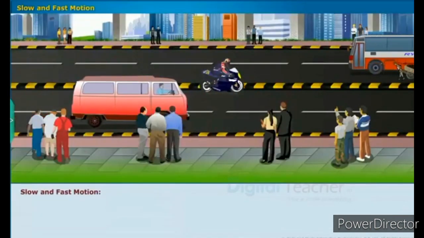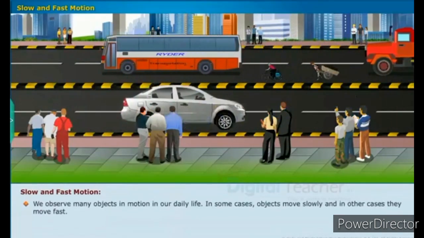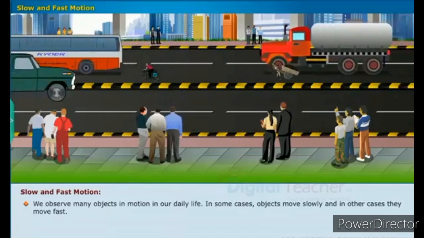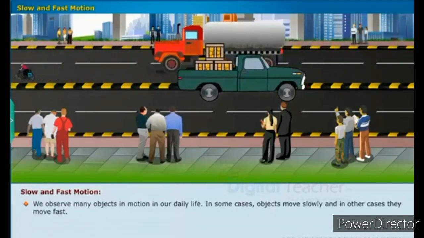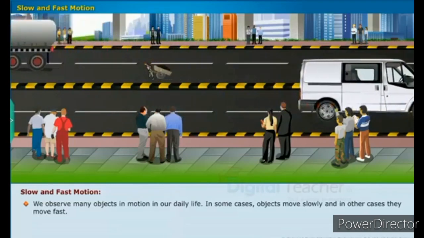Now, we are going to study the slow and fast motion. We observe many objects in motion in our daily life. In some cases, objects move slowly, and in other cases, they move fast.